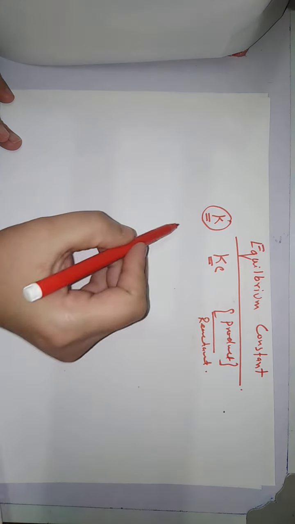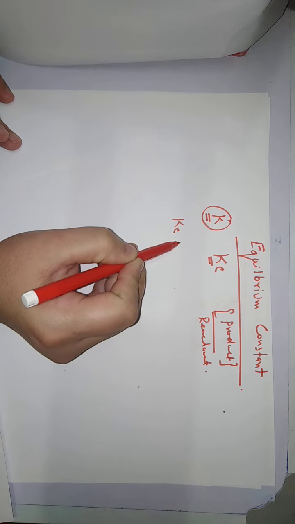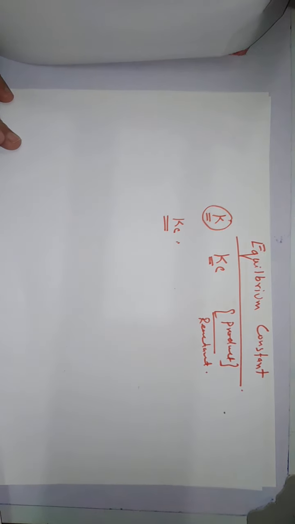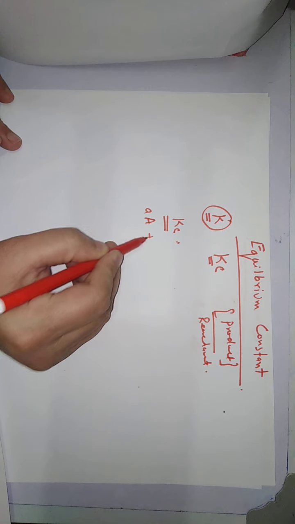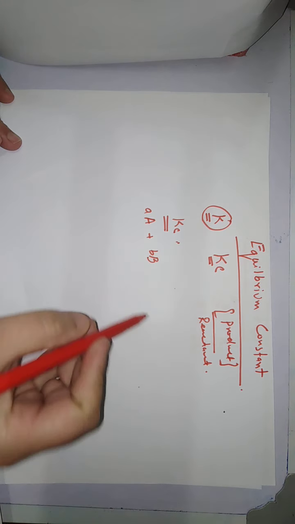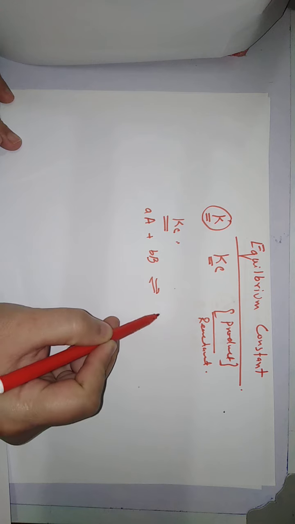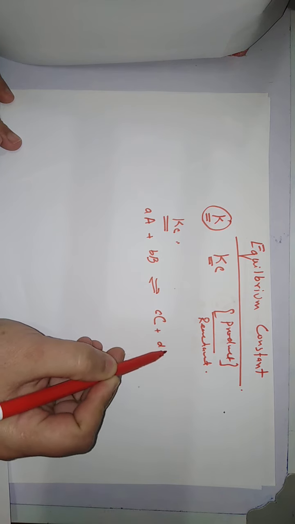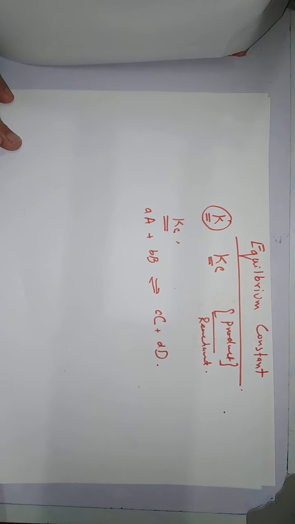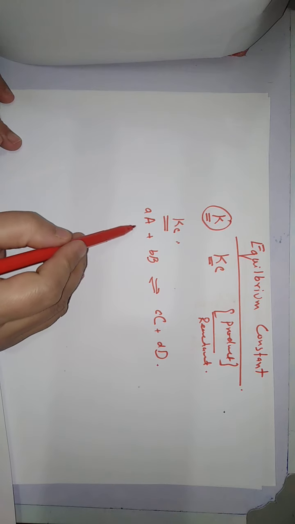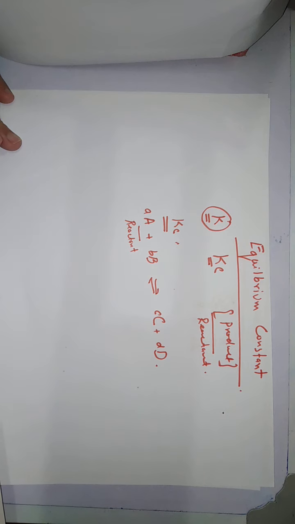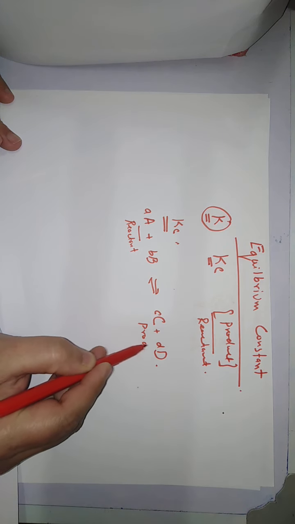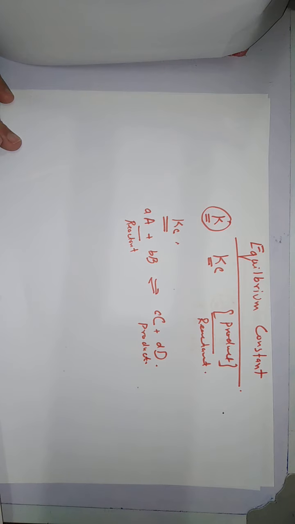Now, how can we represent this equilibrium constant expression for a general chemical reaction? Consider a general chemical equation. If A reacts with B, it produces C and D. A and B are the reactants. C and D are the products.